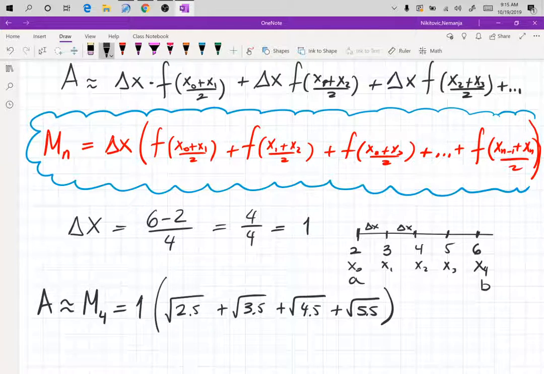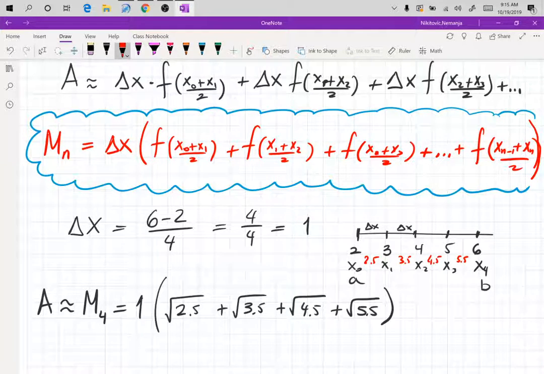And the midpoints, well, I didn't write them here. I should have 2.5, 3.5, 4.5, and 5.5. So you have to calculate all of the midpoints. And you have 4 rectangles, you have 4 midpoints. So you calculate each one of those. And this will give you a much better answer than what you had before.